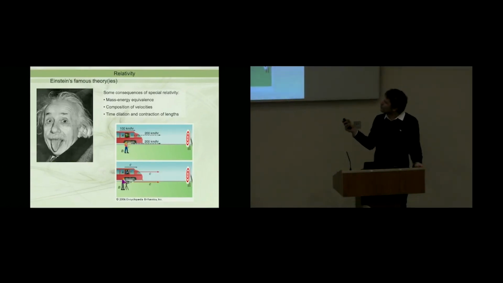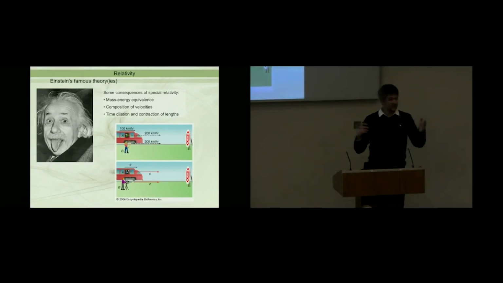So what would be the speed for the arrow at the target from the person on the ground? It would be 200 kilometers an hour. What would be the speed recorded for the person on the train shooting the arrow? So 300 kilometers an hour, right? So one speed plus the other one.